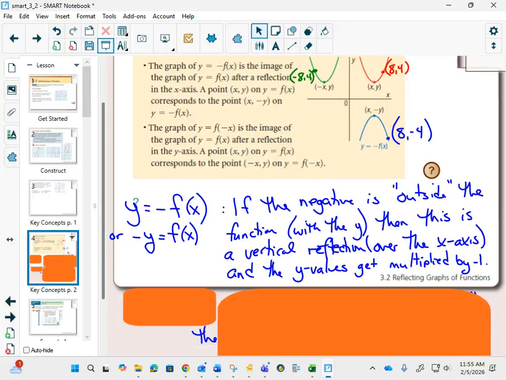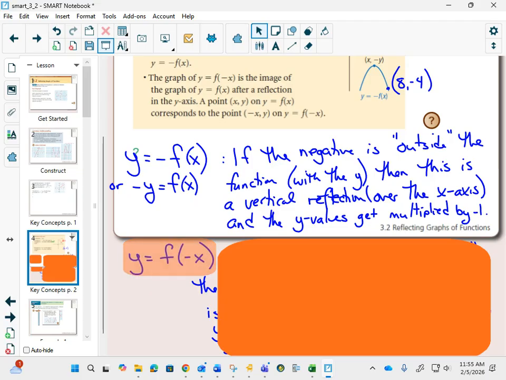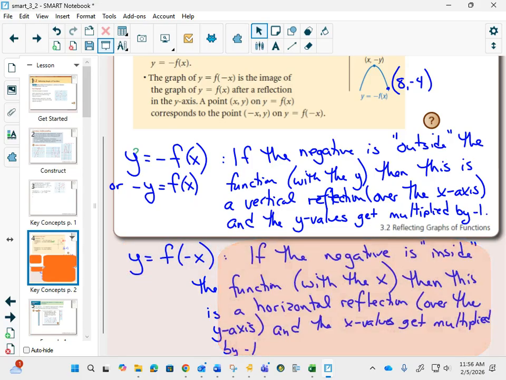And so we can write a note with this as well. That if that negative is inside the function, which means the negative is with the x, this is a horizontal reflection. It reflects it over the y-axis. And our x values will get multiplied by a negative 1.